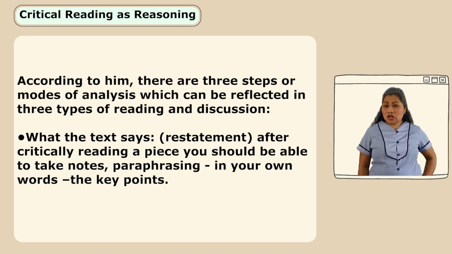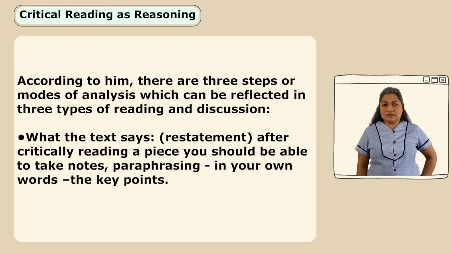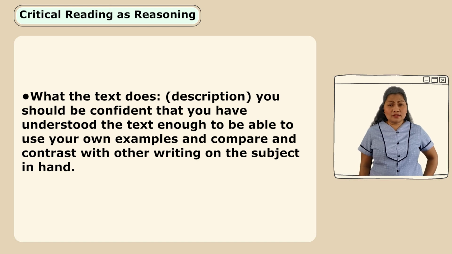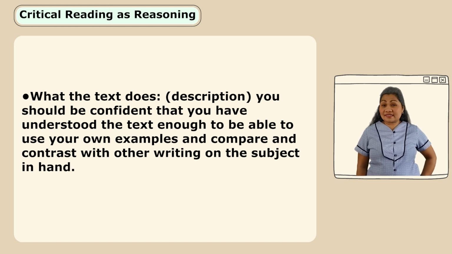As a critical reader, you should think about what the text says. So that is a restatement. After critically reading a piece, you should be able to take notes and paraphrase in your own words. So get the key points. What the text says. So you get the description. You should be confident that you have understood the text enough to be able to use your own examples and compare and contrast with other writing on the subject at hand.